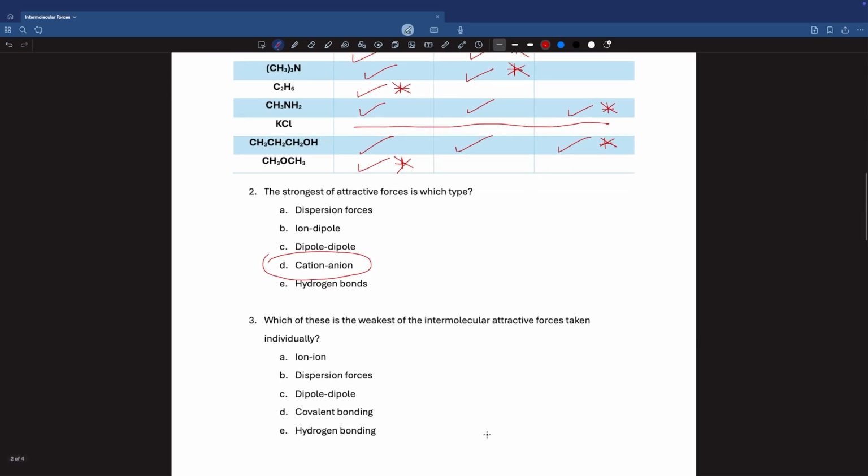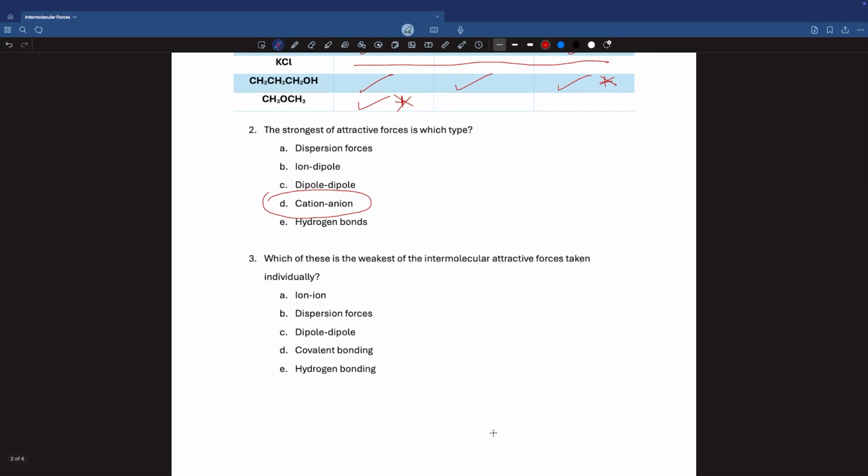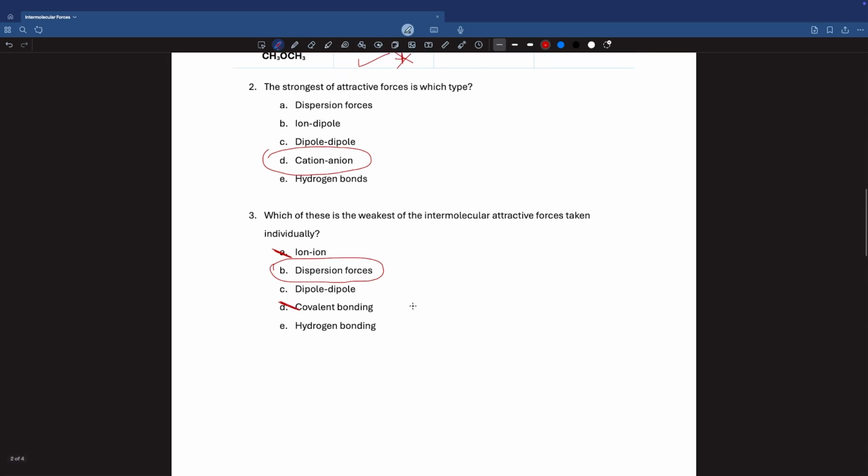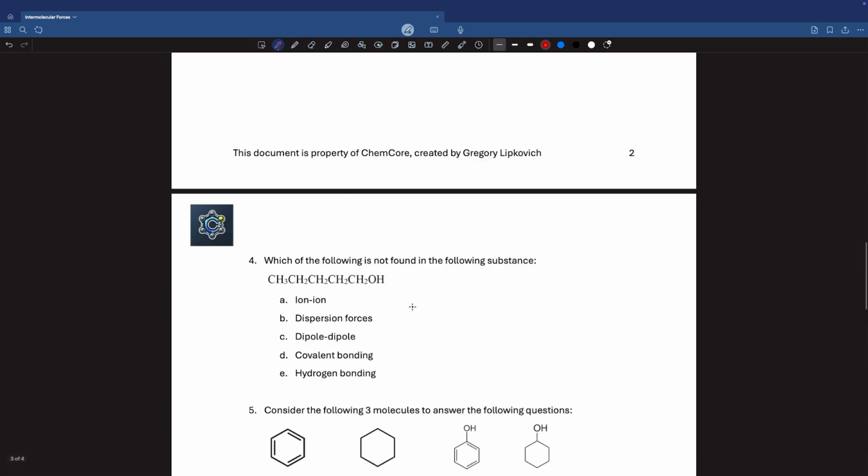Which of these is the weakest of the intermolecular attractive forces, taken individually? What we talked about, dispersion forces are very minuscule. They're very, very weak. And so dispersion forces would be your weakest intermolecular force. And notice that we can eliminate covalent bonding and ion-ion bonding just because they're not intermolecular forces. So those are just filler answers. You don't even have to take them into consideration.